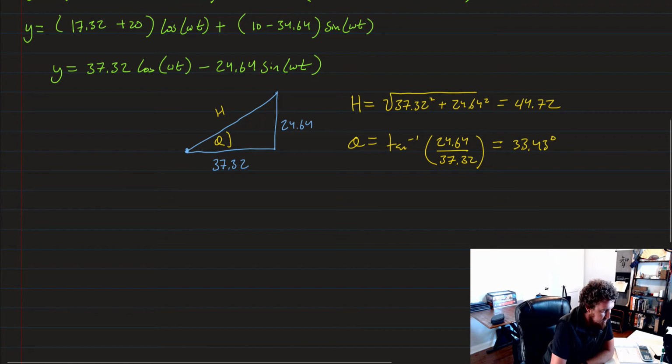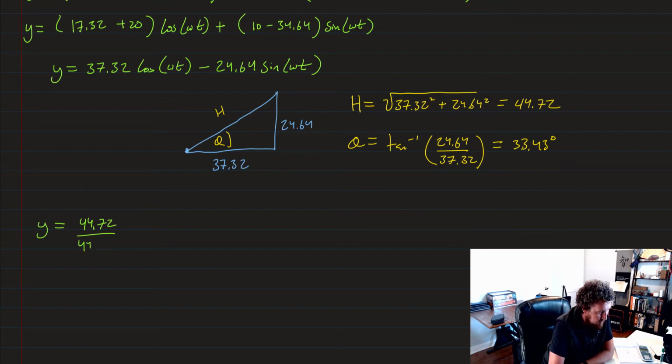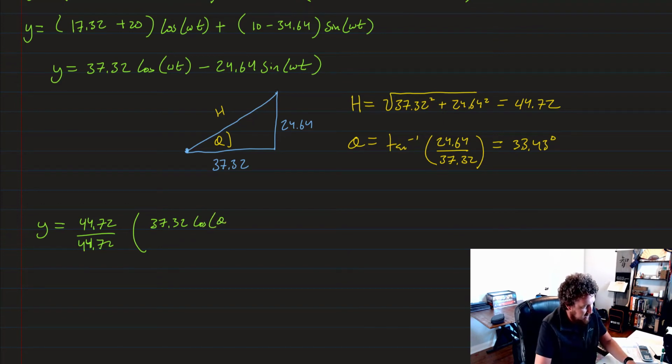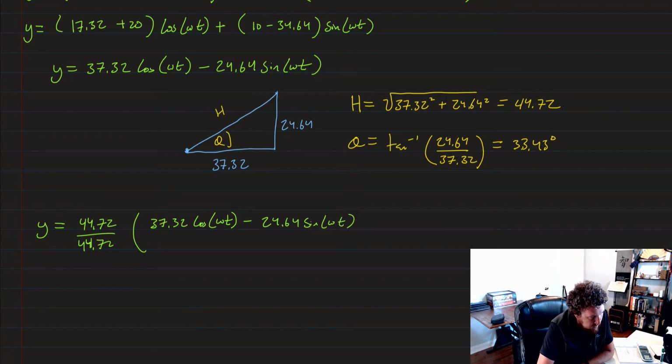Now, how does that help us out? Well, we can do this. We can actually just multiply y by, remember we're going to multiply by 1, so let's multiply it by the value of this hypotenuse, 44.72 over 44.72 times the rest of this, 37.32 times the cosine of omega t minus 24.64 times the sine of omega t.